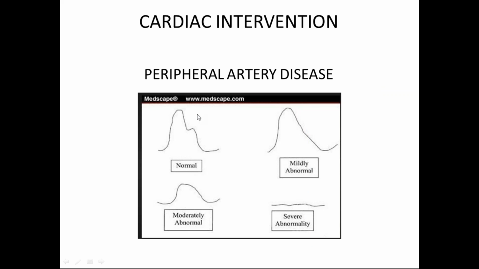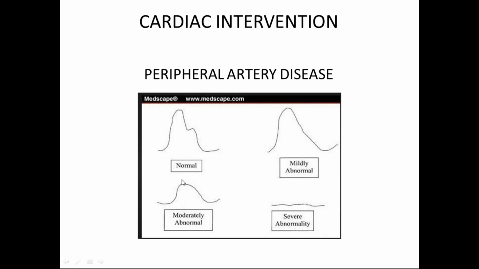Okay, just to go over the waveforms again. Remember the normal waveform: you have a nice upstroke, you have the peak systolic, then you have your downstroke, your dicrotic notch. When it's mildly abnormal, you lose your dicrotic notch, and then your downslope is not as steep.